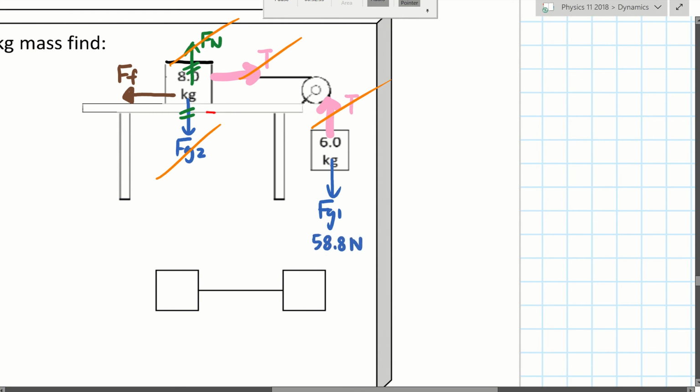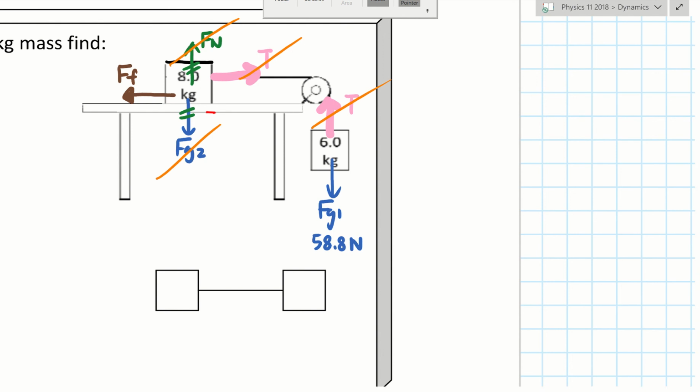Now, I'm allowed to skip this step, Fg equals mg, because I'm Mr. Chang. You're not allowed to do that. I have done this thousands of times. I've been teaching physics for more than 10 years, so I have a little bit of leverage, right?